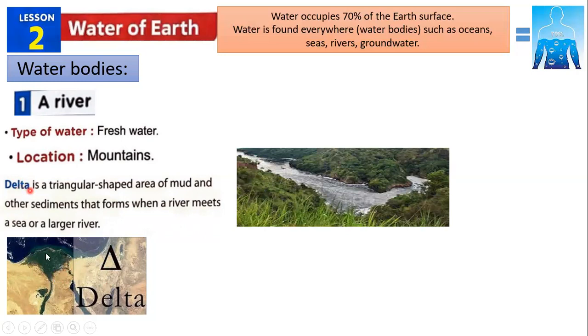So it is called delta because it is a triangular shaped area of mud الطين, and other sediments that form when a river meets a sea or a large river. So look at this again. You see this area, it is a triangular shaped area. That's why we call it delta. Easy. So the keyword: triangular shaped area, it is delta. Formed of mud and sediment that forms when a river meets a sea or a large river.